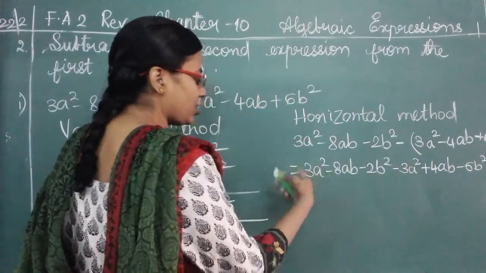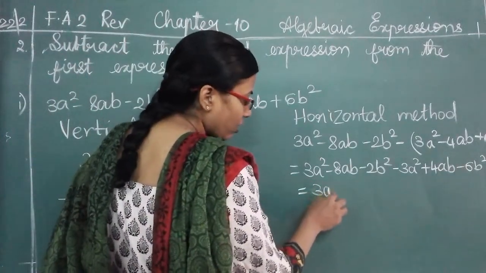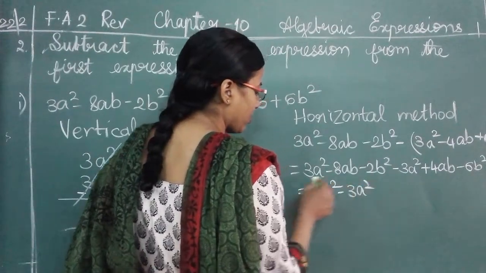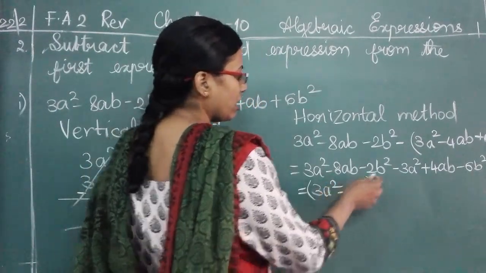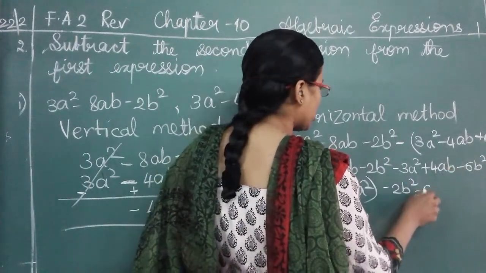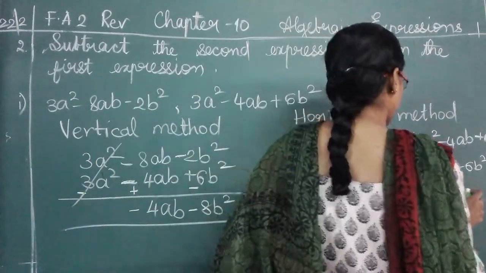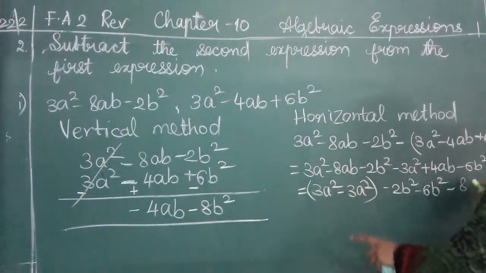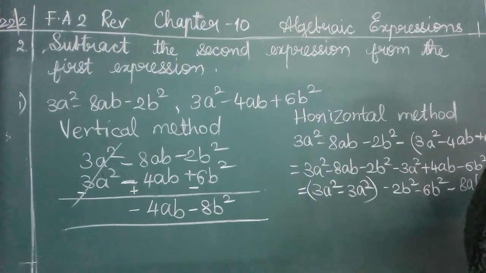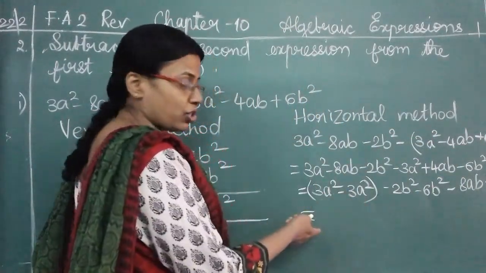Now let's rearrange the terms according to the degree of the term. So it is 3a square minus 3a square. A squares we have written together. Now b square, minus 2b square, minus 6b square. Okay, these two terms together. Now minus 8ab plus 4ab. Now 3a square minus 3a square is 0.